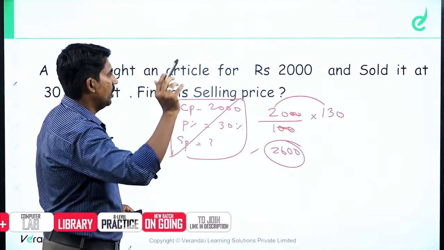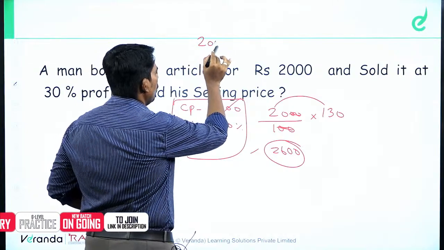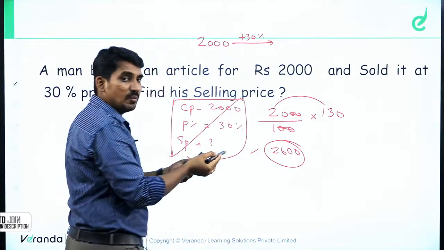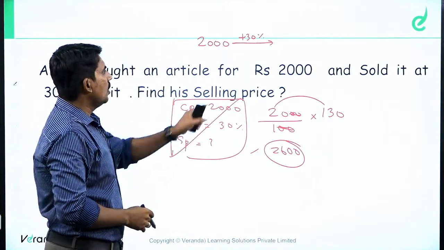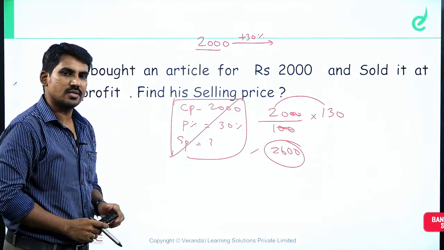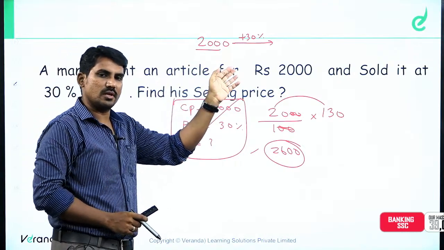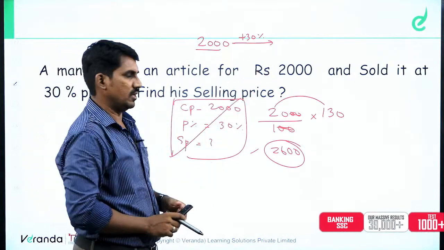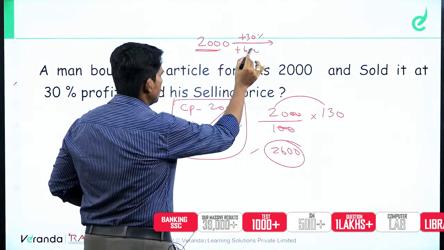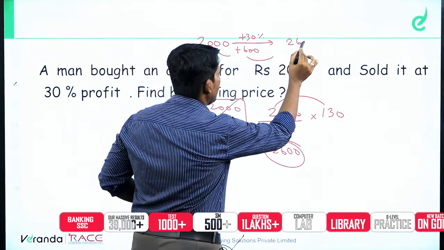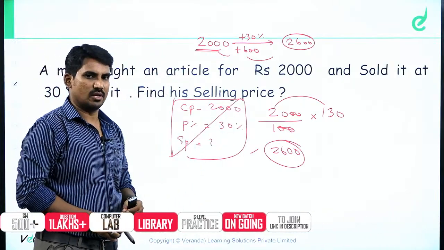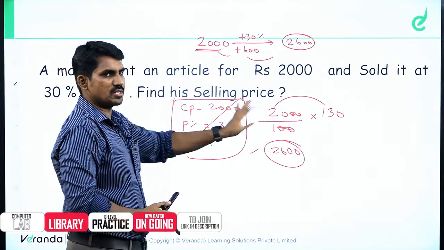Okay. What is the mind calculation for this question? 2000 rupees, 30 percentage profit, therefore 30 percentage increase. What is 30 percentage of 2000? 10 percentage is 200, so 3 times 200 is 600 rupees, which is 30 percentage. Therefore, 2000 plus 600 is 2600. That's all. No need of pen and paper, no need of calculation also. But initially we calculate and study.